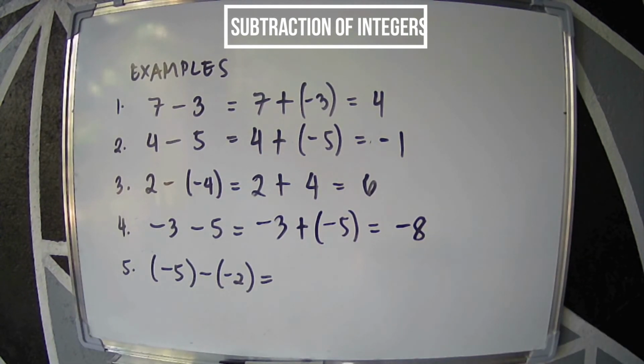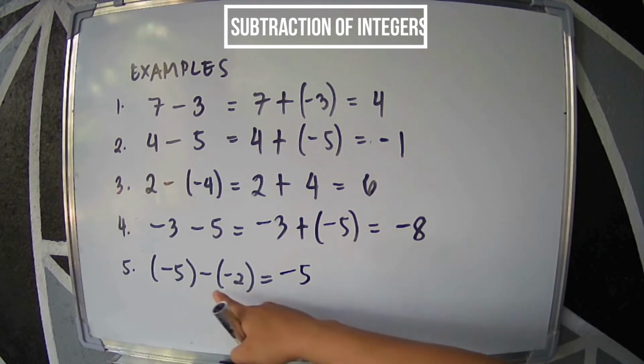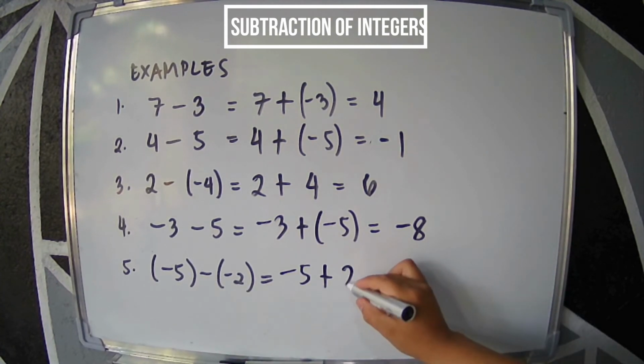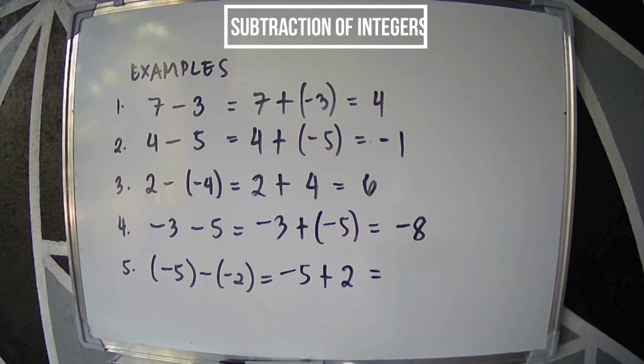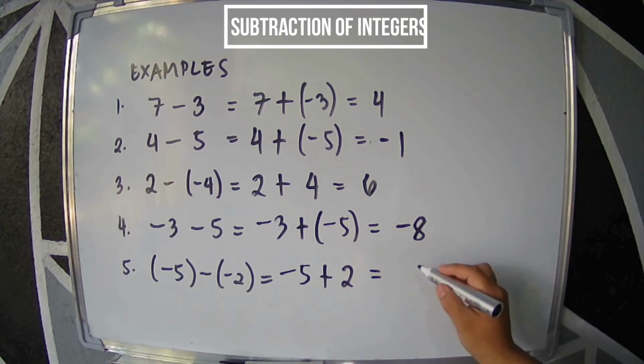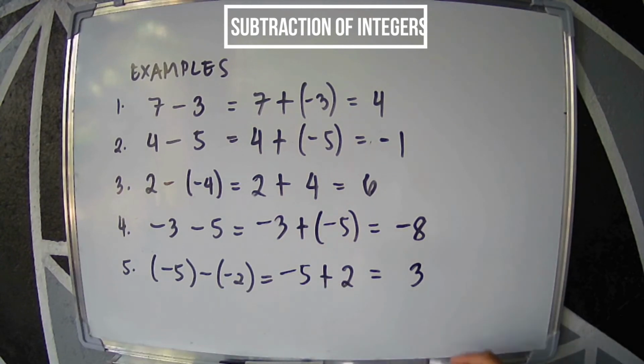And number 5, negative 5 minus negative 2. Keep the first number, negative 5. Change minus to plus. Take the opposite of negative 2, that is positive 2. Follow addition rule in adding two numbers having different signs. So 5 minus 2, that's 3. Keep the sign of the larger, that is negative. Okay, so that's how you subtract integers.